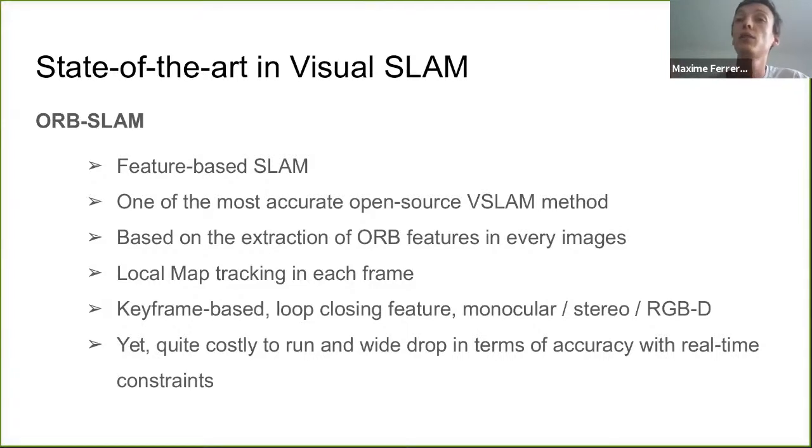That's actually what makes ORB-SLAM such a great and accurate algorithm. It extracts features in every image, and by always tracking the local map, it manages to have almost no drift. It's a keyframe-based method with loop closing features and monocular, stereo and RGBD modes. Yet it's a quite costly algorithm to run, and if you try to run it in real time, you will usually have large drops in accuracy.